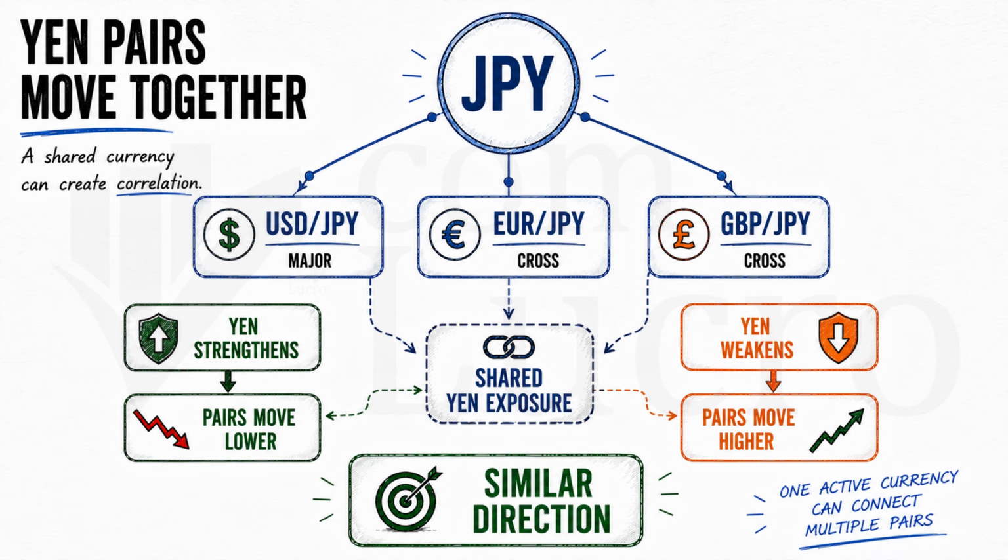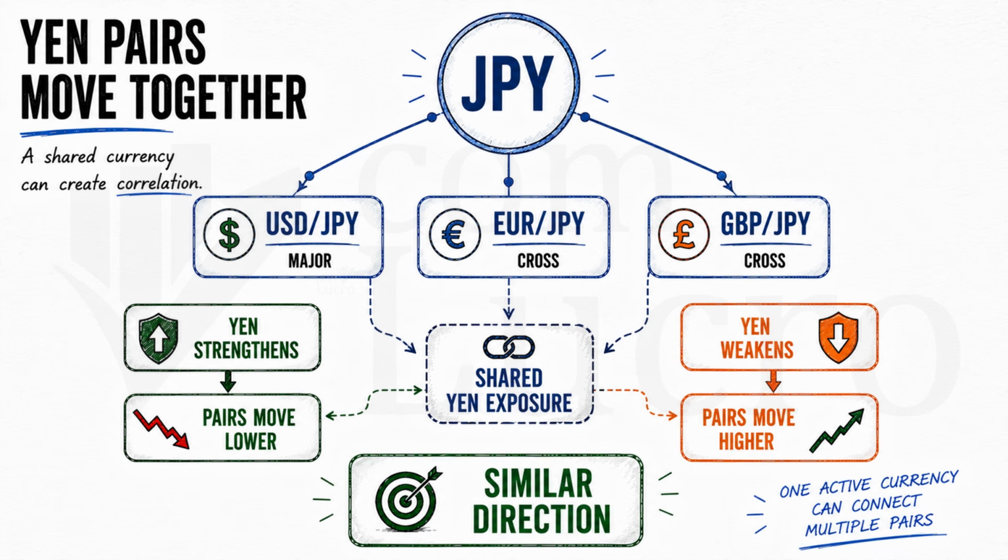During the Asian session, pairs such as USD/JPY, EUR/JPY, and GBP/JPY can sometimes move in a similar direction because they all share the Japanese yen as the quote currency. Two of these, EUR/JPY and GBP/JPY, are what traders call crosses because they do not contain the US dollar, while USD/JPY is a major.